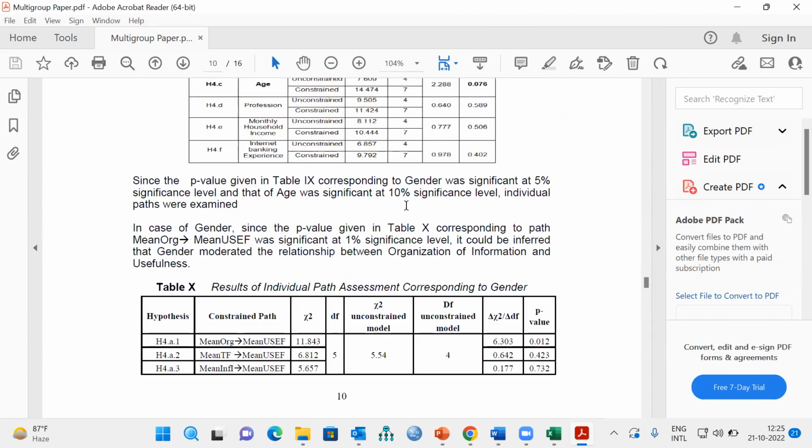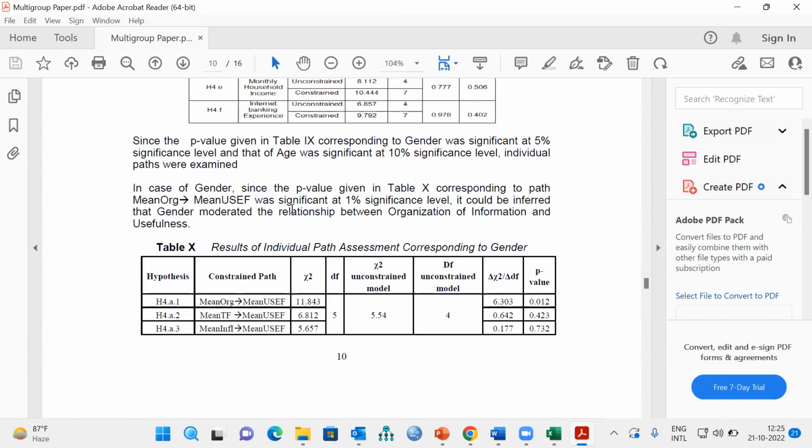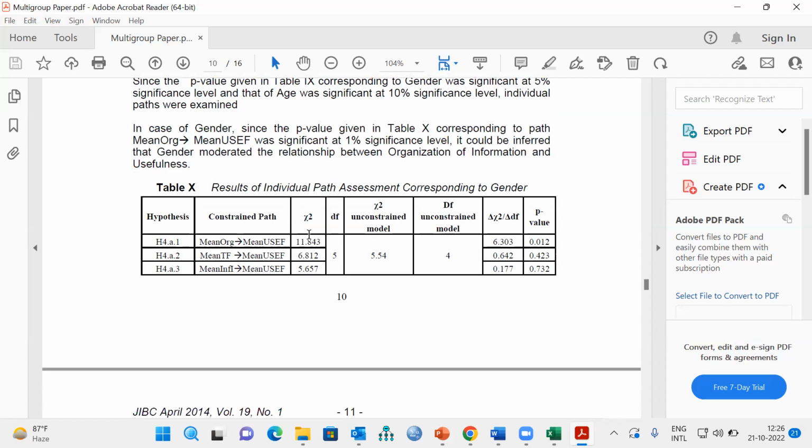After that, we have checked for individual paths, and with this table we can say, in case of gender, since the p-value in the given table corresponding to only this path was significant, that gender moderates the relationship between organization of information and usefulness. For the other two, it is not significant. So you have to put the table and explain it in words.